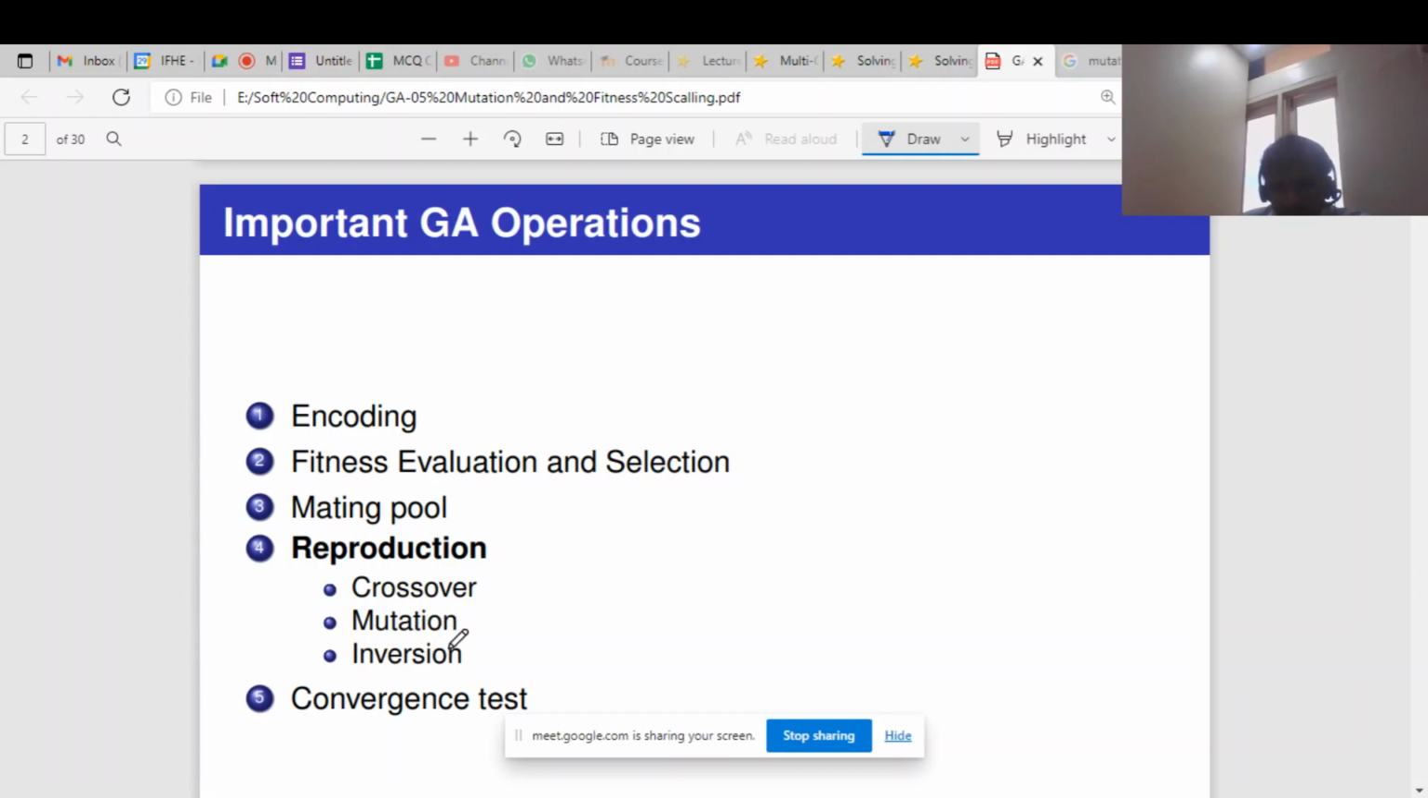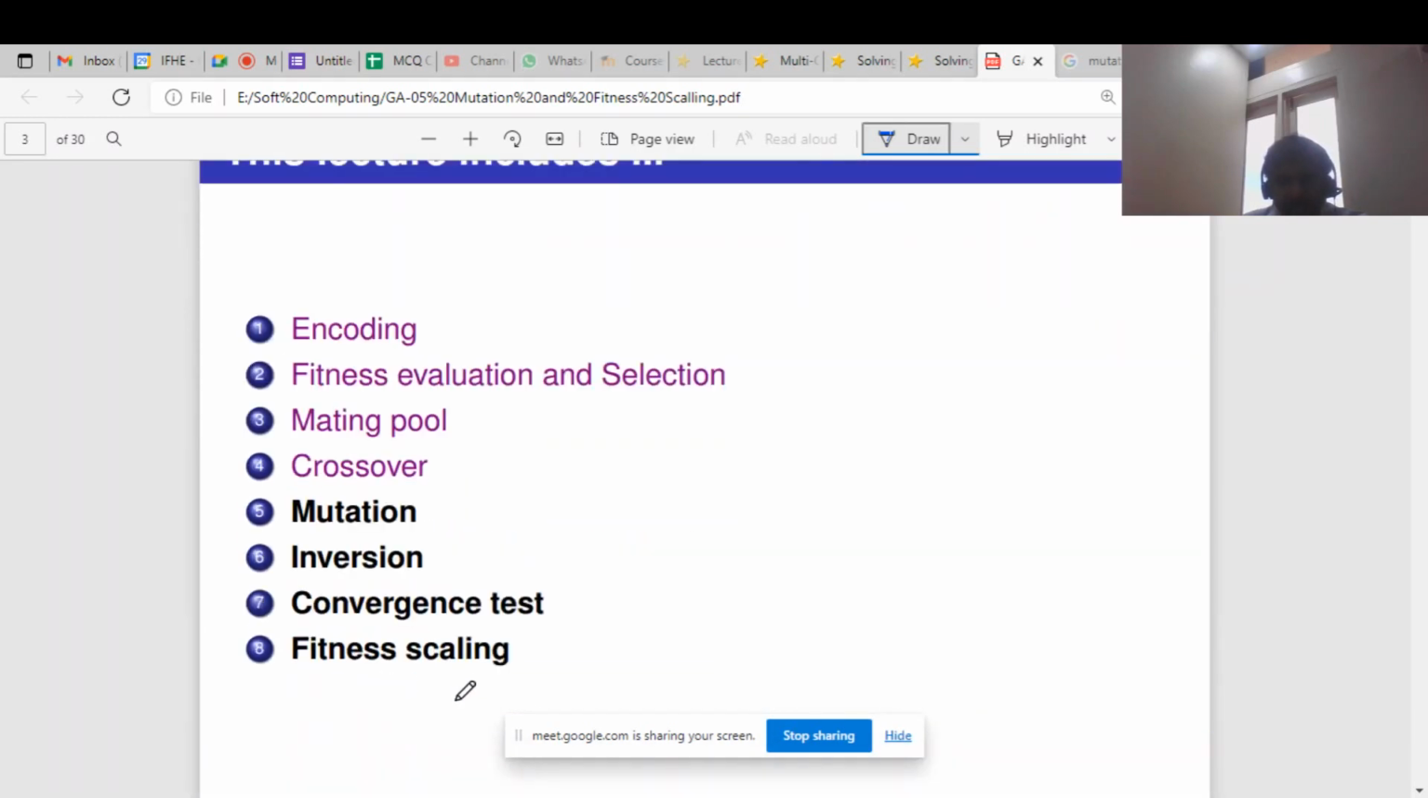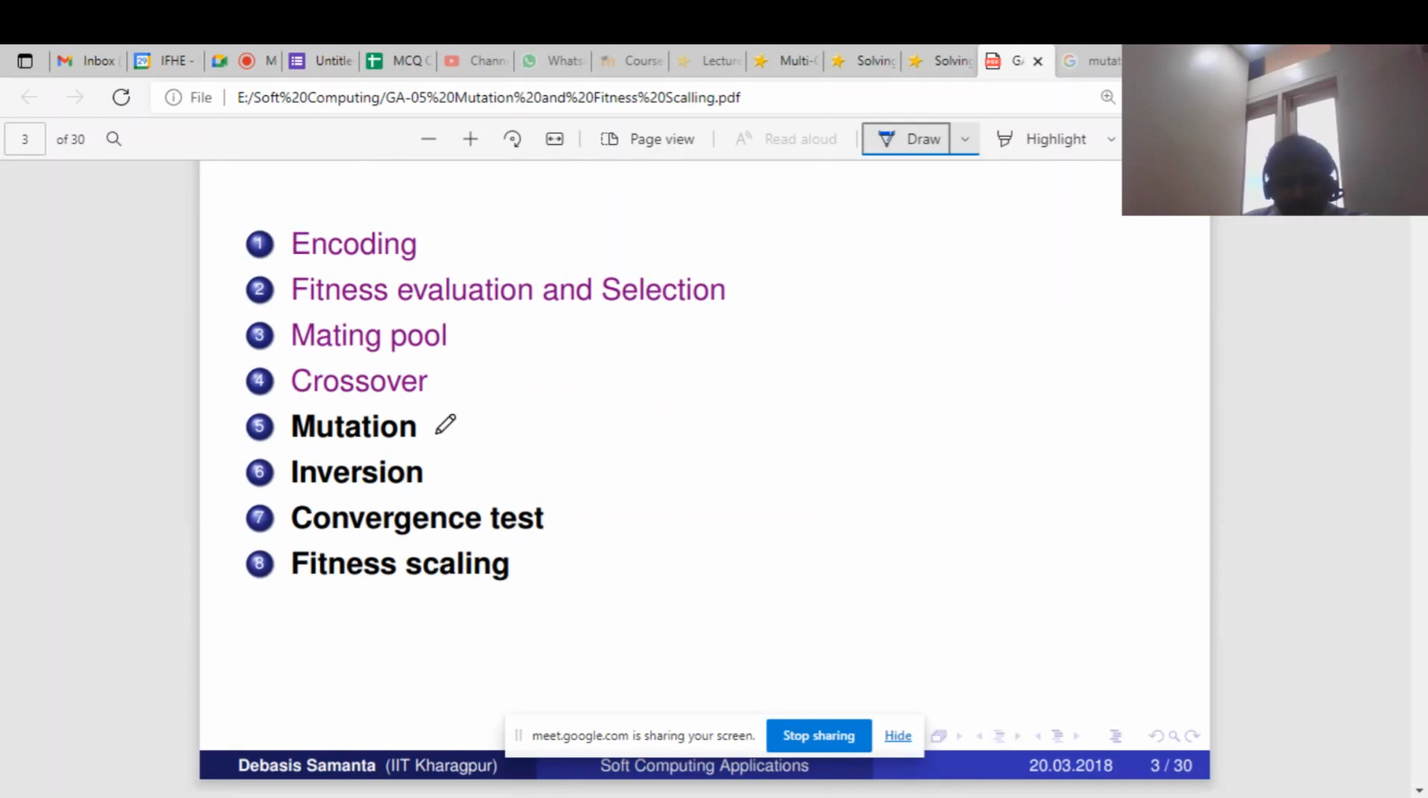In the first part we'll be discussing mutation and inversion, and then we'll be moving on to the next topic. The convergence test, there is nothing detailed about that. We'll be discussing briefly how convergence is done. So these are the objectives. We are going to discuss all these things: mutation, inversion, convergence test, and fitness scaling.